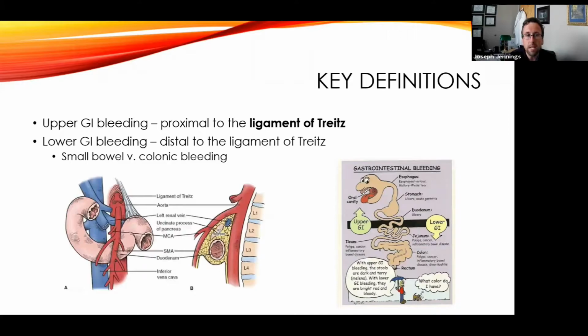So some key definitions, just to start very simply. Upper GI bleeding is actually a much smaller portion of the GI tract than lower GI bleeding, and we often break down lower GI bleeding more. But upper GI bleeding is anything proximal to the ligament of Treitz. So if you're bleeding in your esophagus, your stomach, and your duodenum, that's upper GI bleeding. Everything else is lower GI bleeding. We usually break down lower GI bleeding a little bit more into small bowel versus colonic in origin. But by definition, upper GI bleeding is anything proximal to the ligament of Treitz.